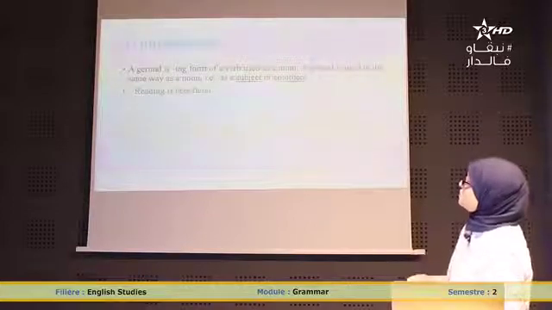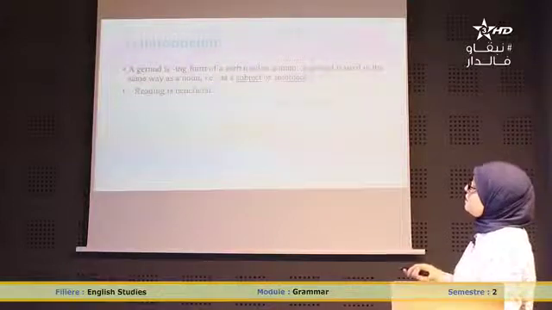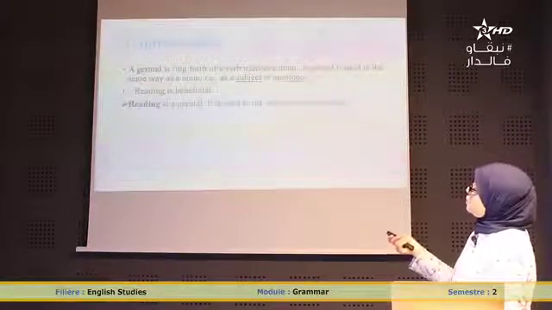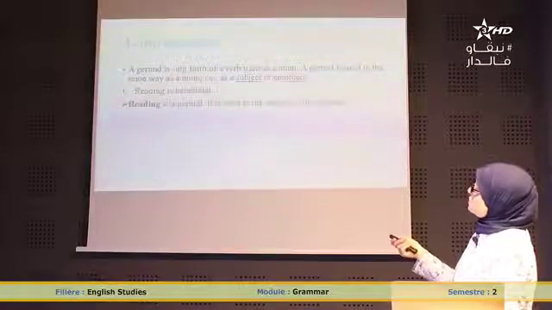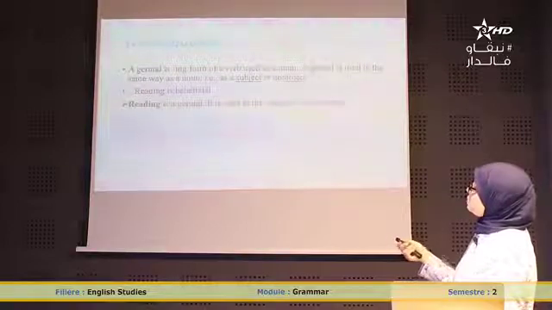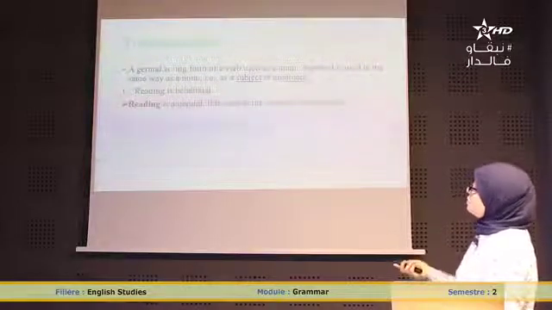Look at the following example. Reading is beneficial. Now in this sentence, reading is a gerund. Now notice here that verb to be is the main verb of the sentence. So where is the subject? The subject is reading. So it is used as the subject of the sentence. It is used as a noun.